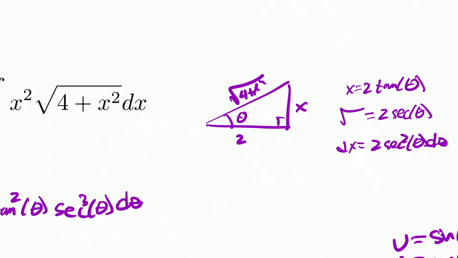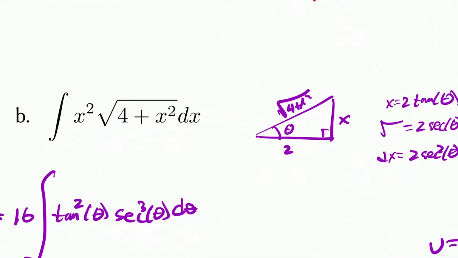x is 2 times tangent. Tangent is x over 2. The radical, which I was too lazy to even write, is 2 times secant. And then the derivative of tangent is secant squared, so dx is 2 secant squared. That gave me what's down here.